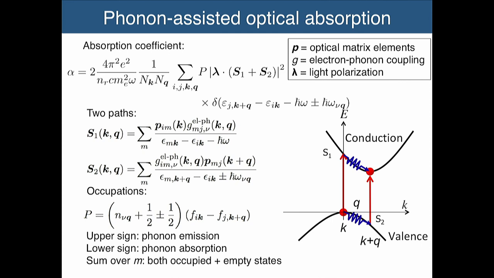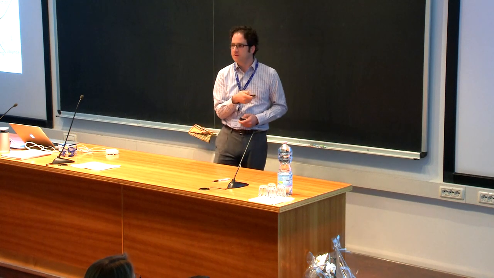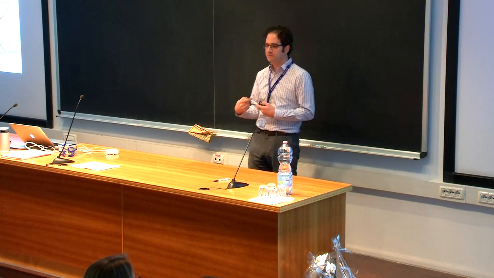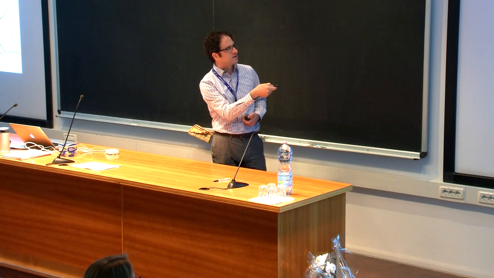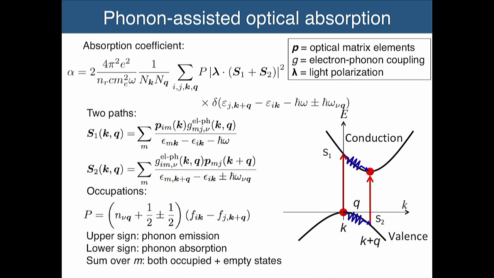light. Okay, so what comes in here is the optical matrix element between the initial state i and band m, times the electron-phonon coupling in the conduction band, divided by the energy of the intermediate state. And the energy here is the total energy, the combined energy of electrons plus photons plus phonons. So for S1, your intermediate state is the electron plus the photon that has been absorbed. For path S2, you first emit the phonon, followed by light absorption at k plus q. And now the intermediate state involves the absorption and emission of the phonon.